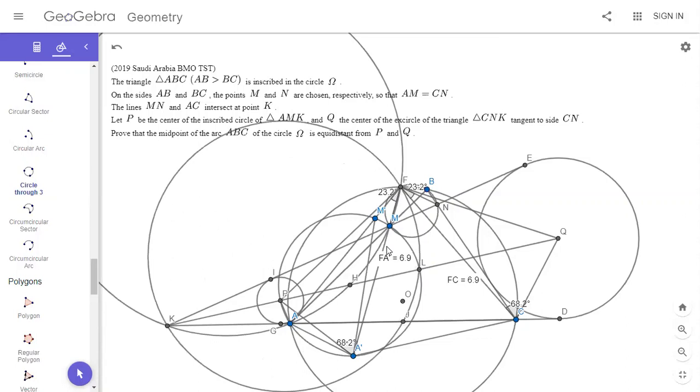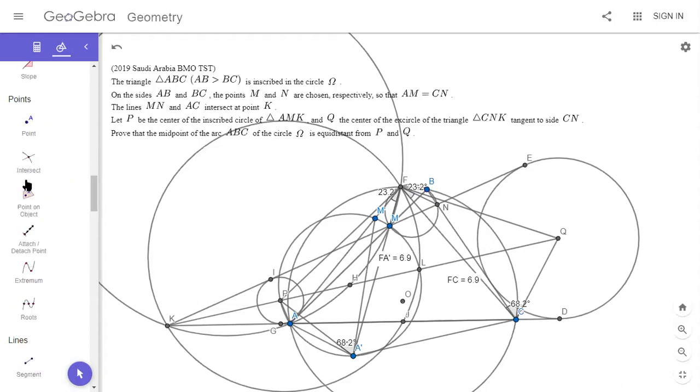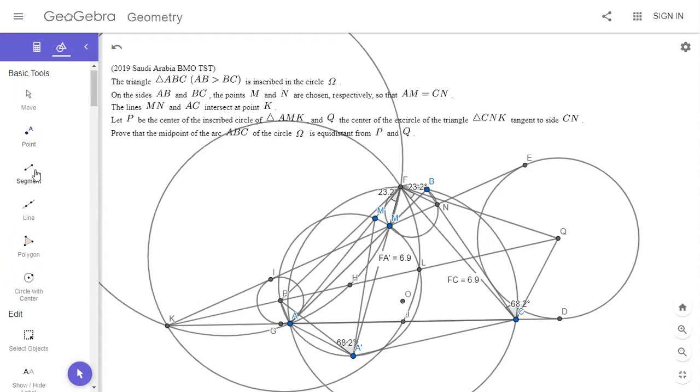Interesting. FL, which is the same as showing FL is perpendicular to KQ. There's so much structure here. Look at it. This is crazy. So many things going on.